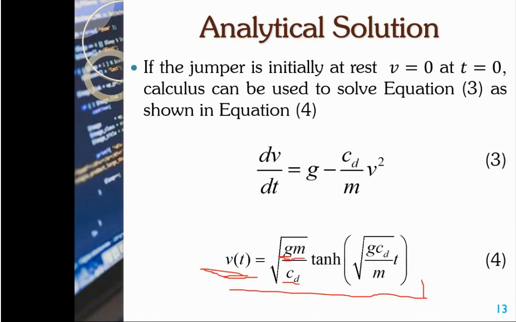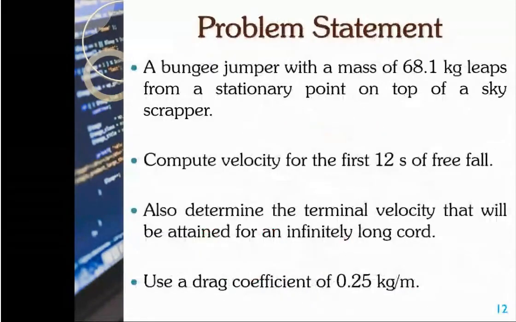So with this, let's try to look at a real life example. Let's get some numerical values for these parameters and see how they work in the field. So suppose that we take this real life example. We have a jumper with a mass of 68.1 kilograms, and this jumper leaps from that structure on top of the sky. We have to compute the velocity based on that equation that we showed for the first 12 seconds of this free fall.